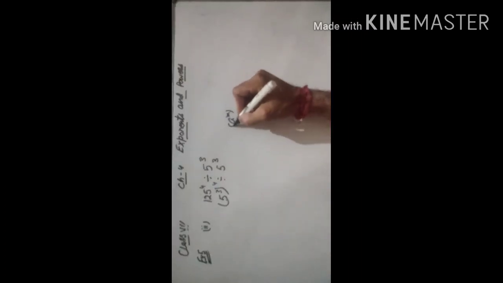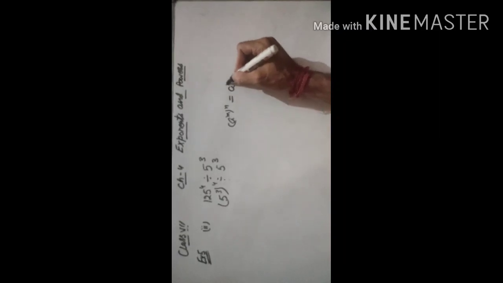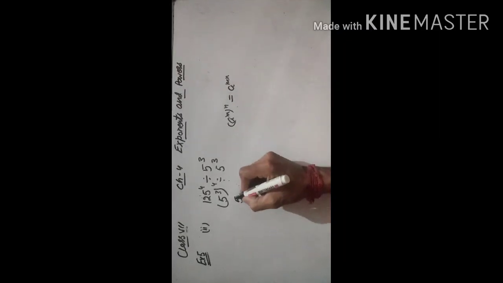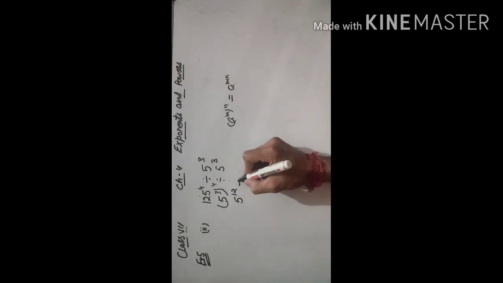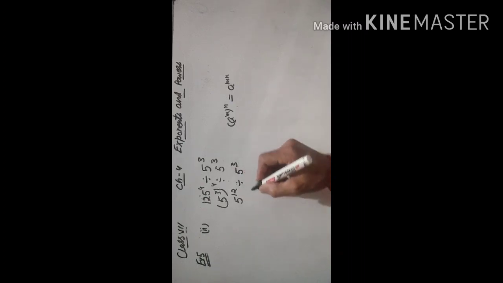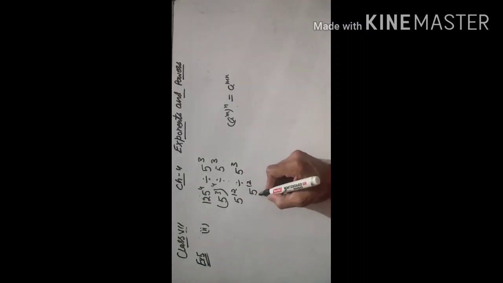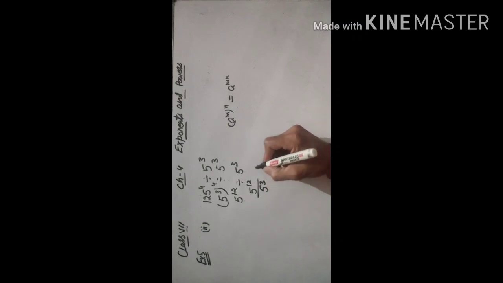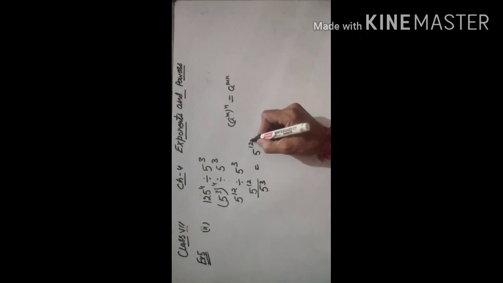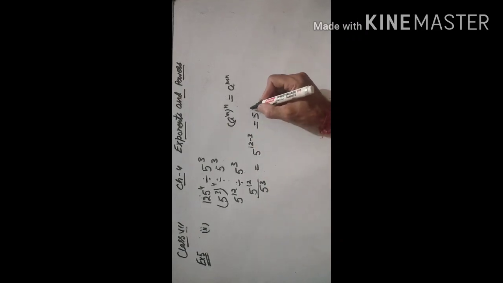Now again, (a to the power m) to the power n is equal to a to the power mn. So 5 to the power 3 times 4, that is 12, divided by 5 to the power 3. Again 5 to the power 12 upon 5 to the power 3. Now 5 to the power 12 minus 3, that is 5 to the power 9.